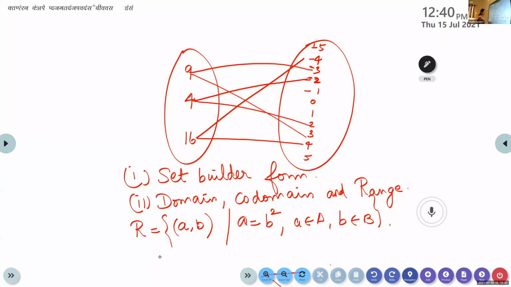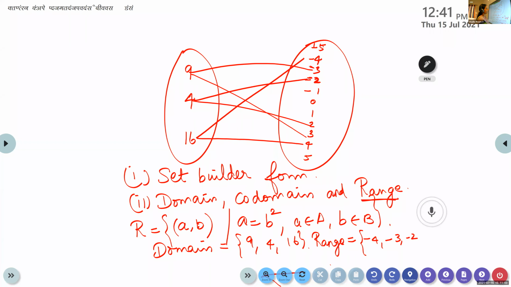And what about the domain? Domain is the set of all the first elements, so the domain is 9, 4, 16. And codomain is all the elements, minus 5, minus 4, minus 3, and so on up to 5. But what about range? In range, we write only the second elements: minus 4, minus 3, minus 2, 2, 3, 4. This is the range. In codomain, we write the whole set.